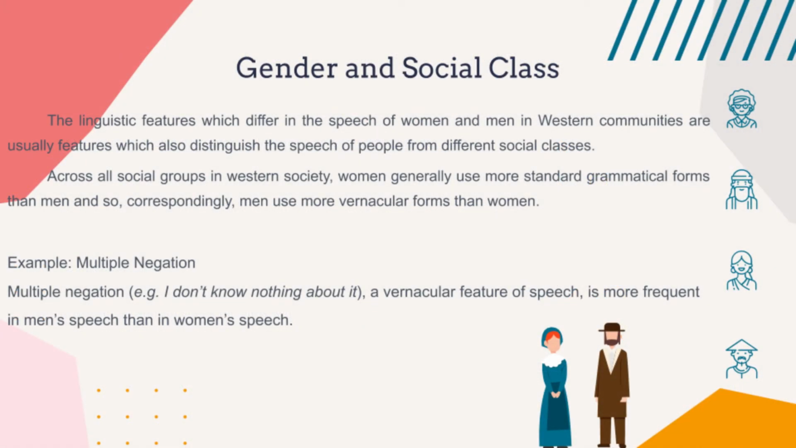Gender and social class. The linguistic features which differ in the speech of women and men in Western communities are usually features which also distinguish the speech of people from different social classes. Across all social groups in Western society, women generally use more standard grammatical forms than men, and correspondingly, men use more vernacular forms than women. Example, multiple negation, like I don't know nothing about it, a vernacular feature of speech, is more frequent in men's speech than in women's speech.